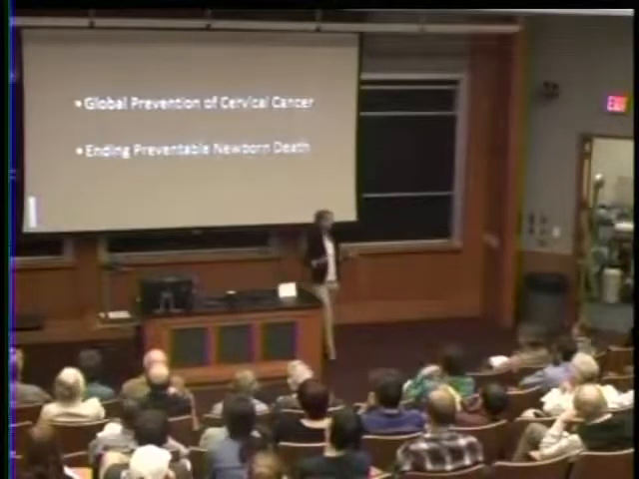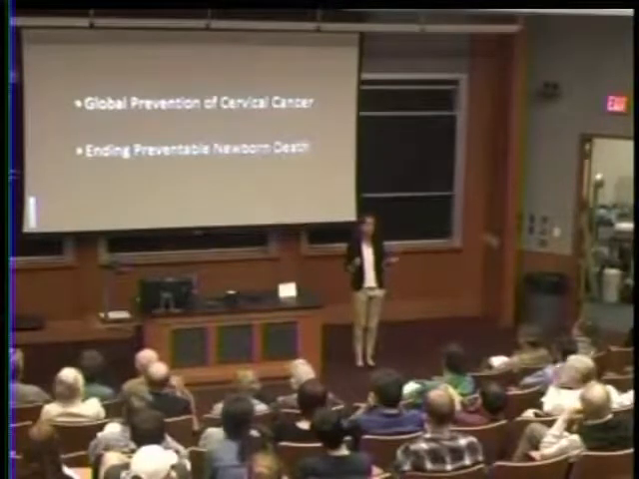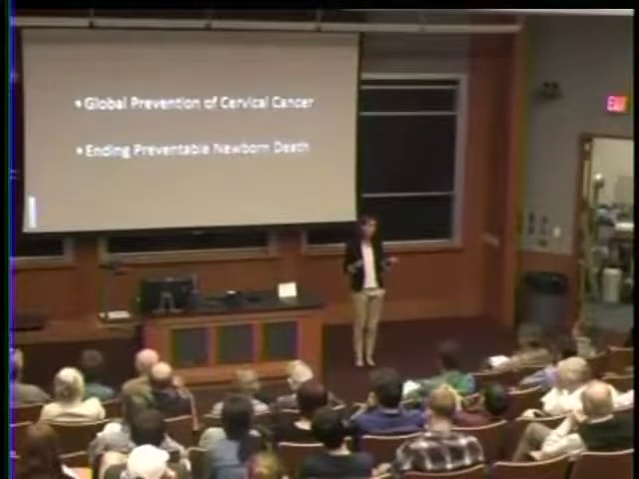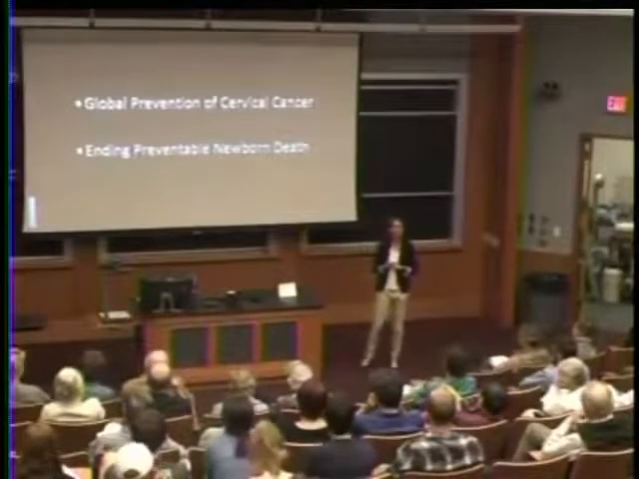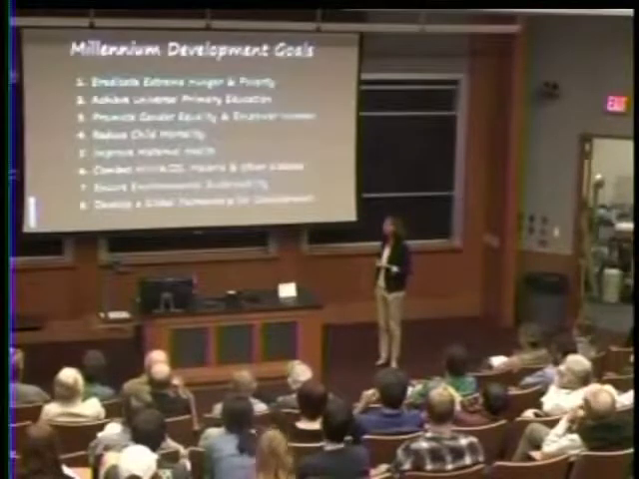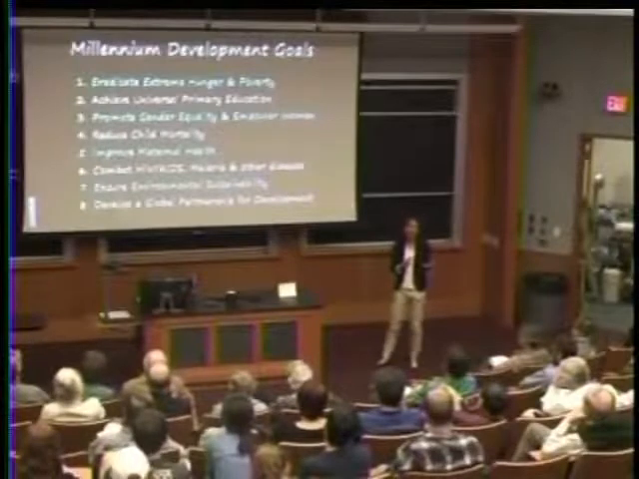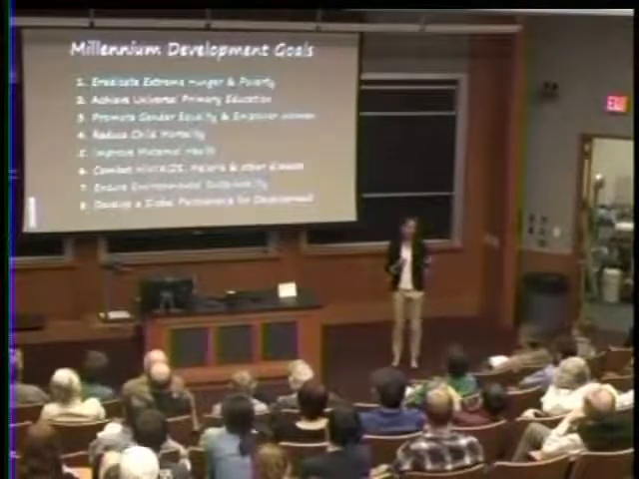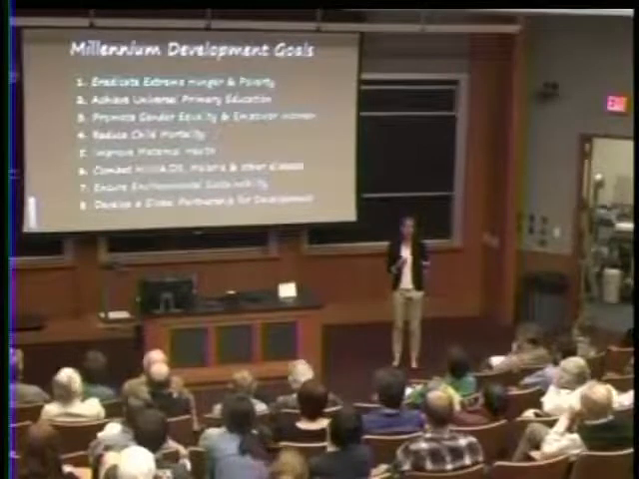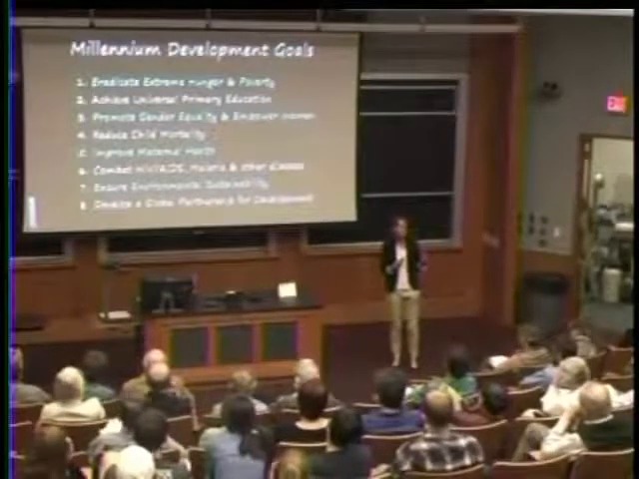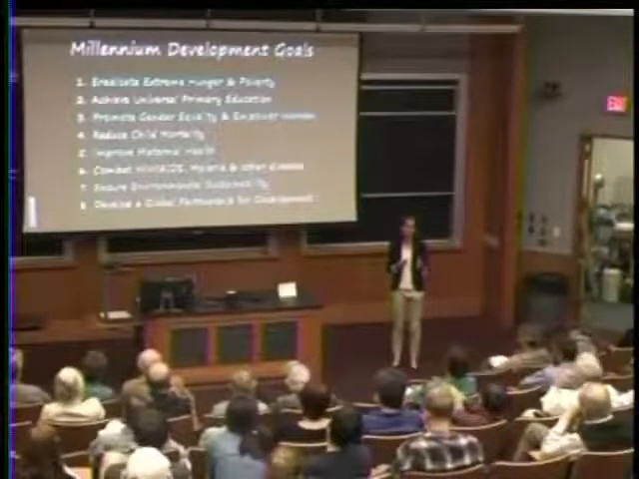So in the second part of my talk, I want to concentrate on a second example, which is ending preventable newborn death. And this is a project that we first started working on really in 2009. And it was motivated in part by lack of progress toward the Millennium Development Goals. So the Millennium Development Goals is a set of goals that was adopted by the world, and these were a set of goals that the world was to achieve by 2015.